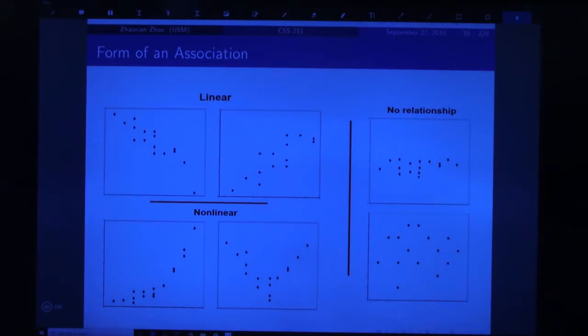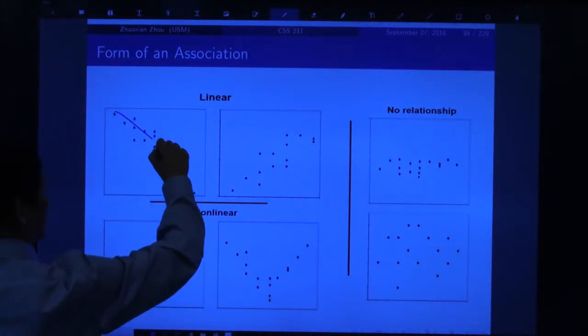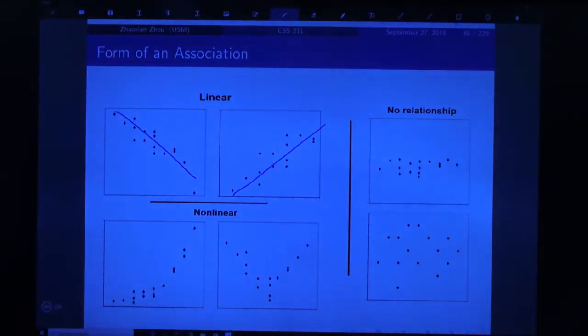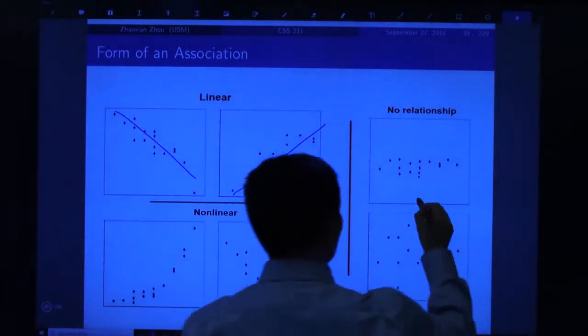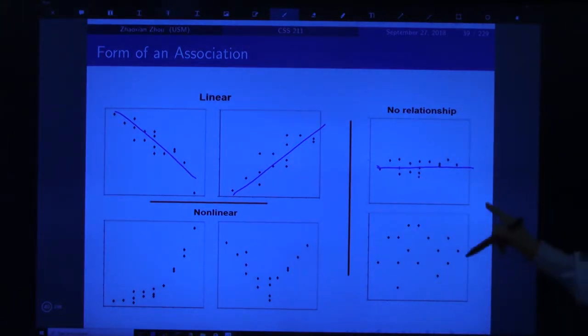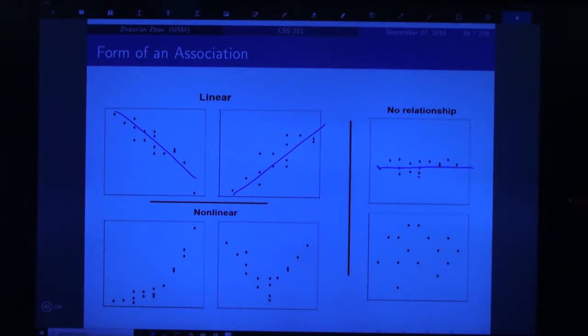The form of an association. The first one is linear. We can see here, the form goes this way, and this one goes this way. So it looks like a more straight line, and we call this one linear. As we said, for this one, if you draw the line, it looks like this. We can still draw a horizontal line, but we claim there's no relationship between these two sets of data.